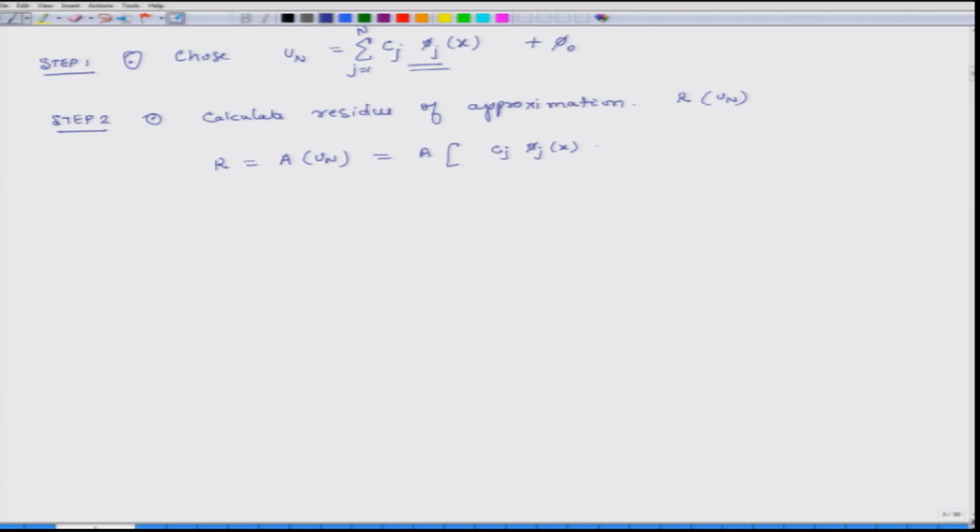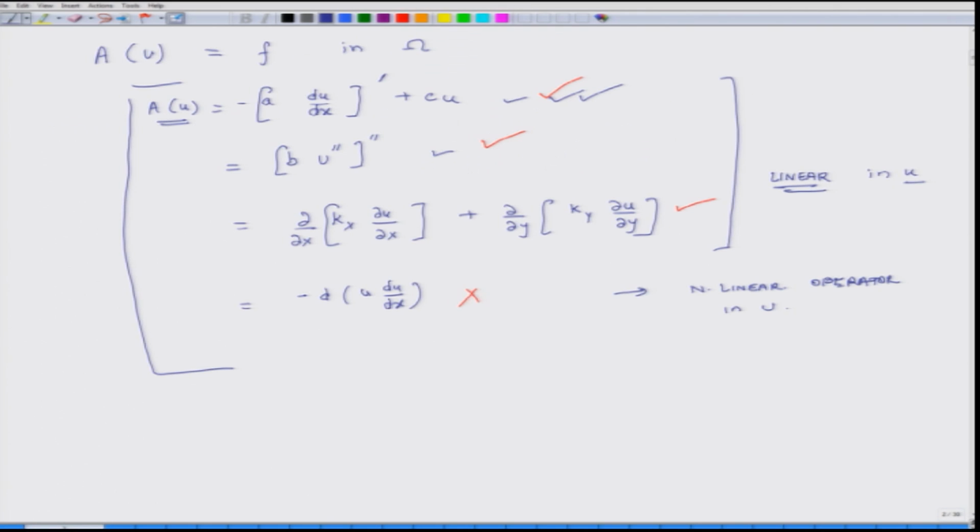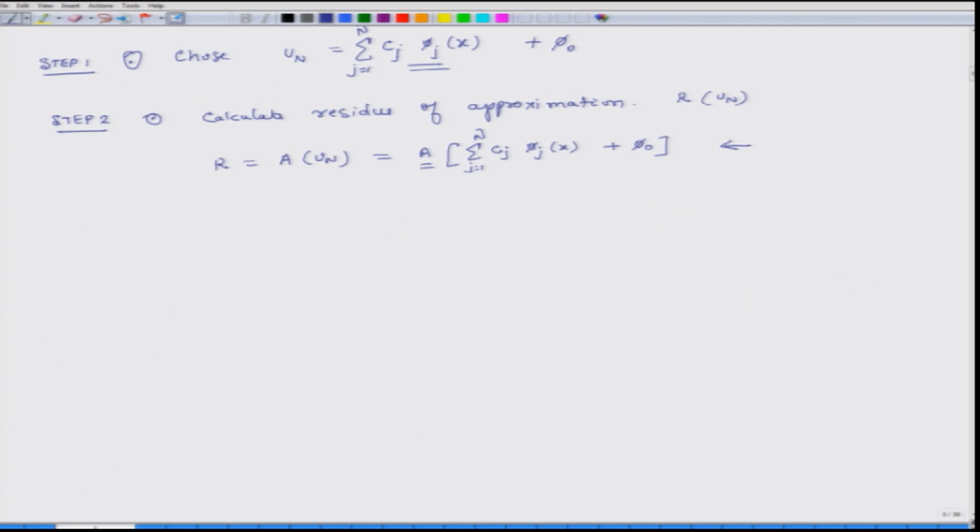So, phi j x plus phi naught, and the Cj times phi j I am going to sum over index j. So, this is my residue, and this residue depends on the nature of the operator. This operator could be one of these or even something different. It depends on which governing equation we are trying to solve.